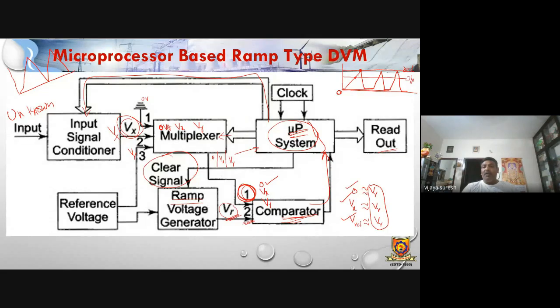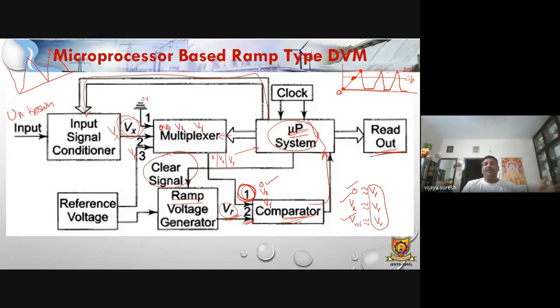Observe here, 3 dots are there. So input 0 comparison, input comparison, reference comparison. During these times, the microprocessor system will make the counters count the number of pulses during the durations. That counter will count, and that will be given to the readout.